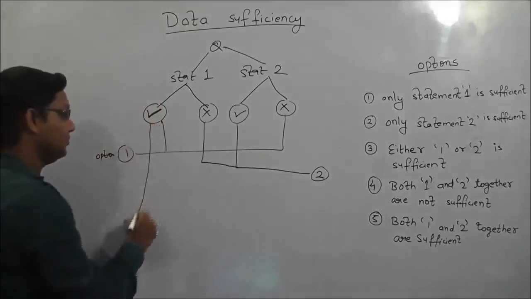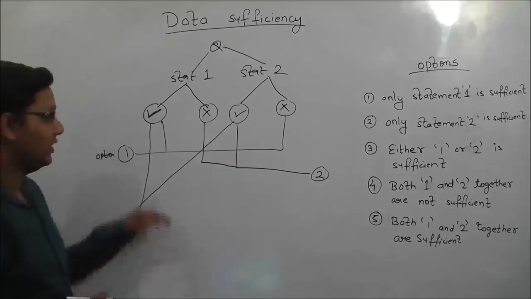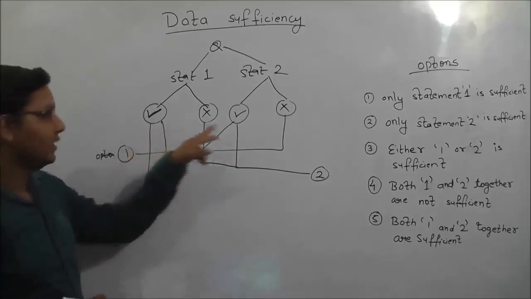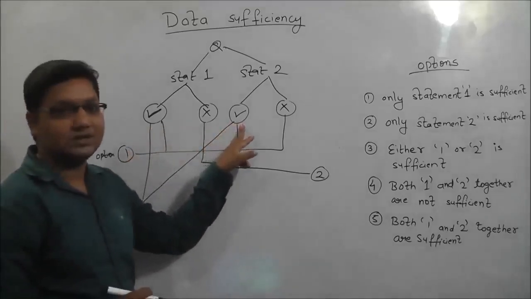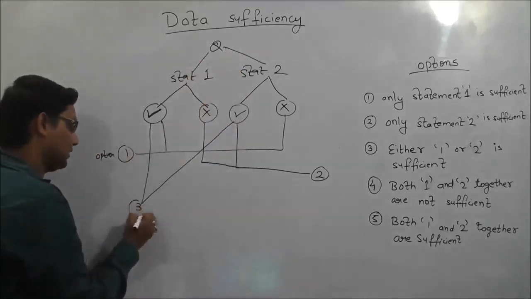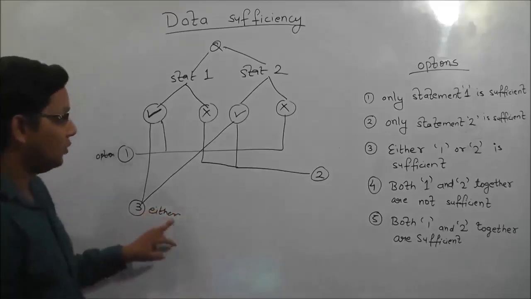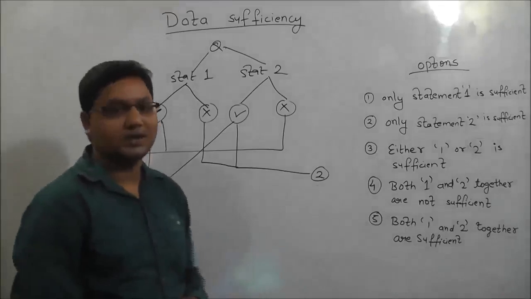If both the statements are giving the answer alone, if this can give the answer alone, and this can also give the answer alone to the question, it means option 3 is correct, meaning either of them can give the answer. Now two options are remaining.